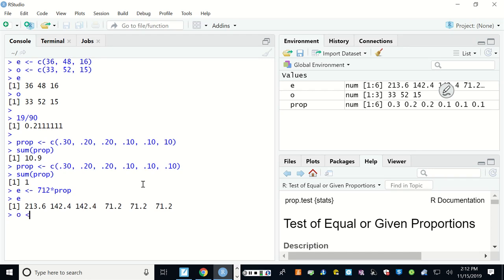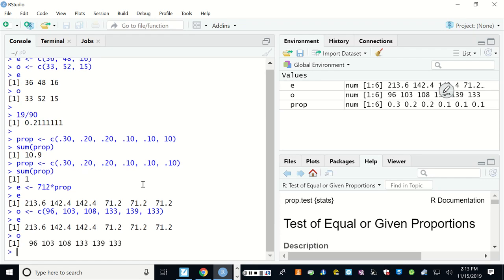What are the observed values? I said it was 96, 103, 108, 133, 139, and 133. So E is this, O is that. You kind of have to do some mapping over there. It might be hard for you to see anyway. But it doesn't look very close. It doesn't look like the 1977 factory made these M&Ms. And if they were eaten in 2016, that's probably good.